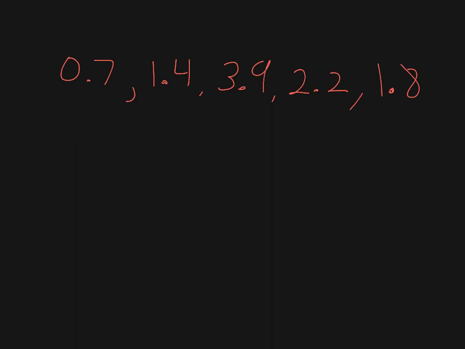Alright, for our last one, it says write the following decimals in order from least to greatest. Well, I notice this is a 0. And the other ones are 1, 3, 2, and 1. Obviously, this one's going to be the least. So he's going to be the first one. Okay, he's gone. The second one is going to be 1.4 because 1.4 is less than 3.